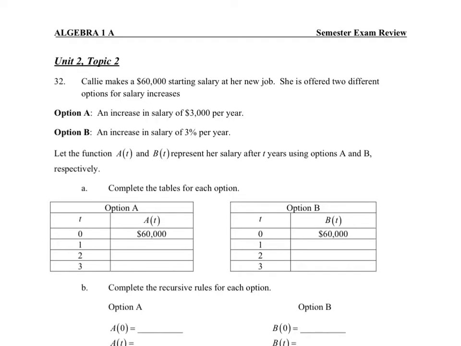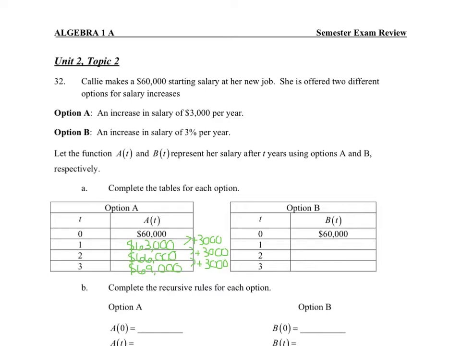So starting with option A, we see that that's an increase in salary of $3,000 per year. So what we're really doing is we're adding $3,000 every time, and that will be our option A. So 60,000 plus 3,000 is 63,000. Then we have 66,000, and then plus 3,000 is $69,000. So there's our option A.